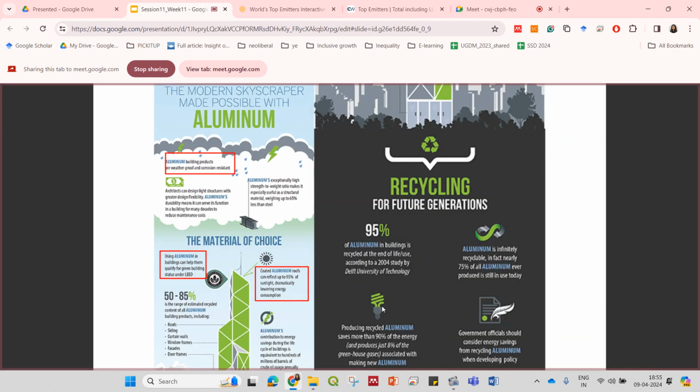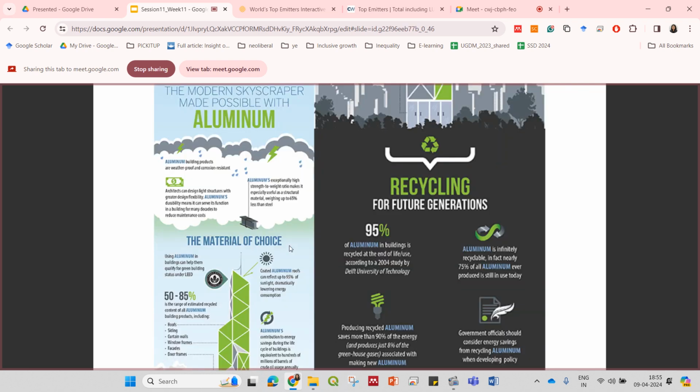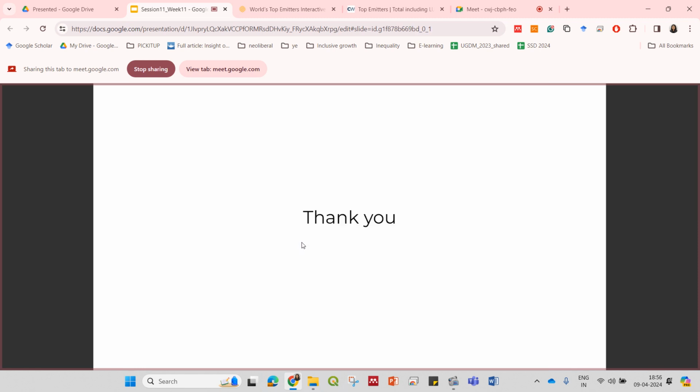So this is basically showing that the aluminum building products are also weatherproof and corrosion resistant. So again, that is also true. So none of these statements are incorrect. All of these are true for aluminum. So I hope this made sense. That was the last question for today. Thank you all for attending. Please go ahead if you have any further questions or any doubts.